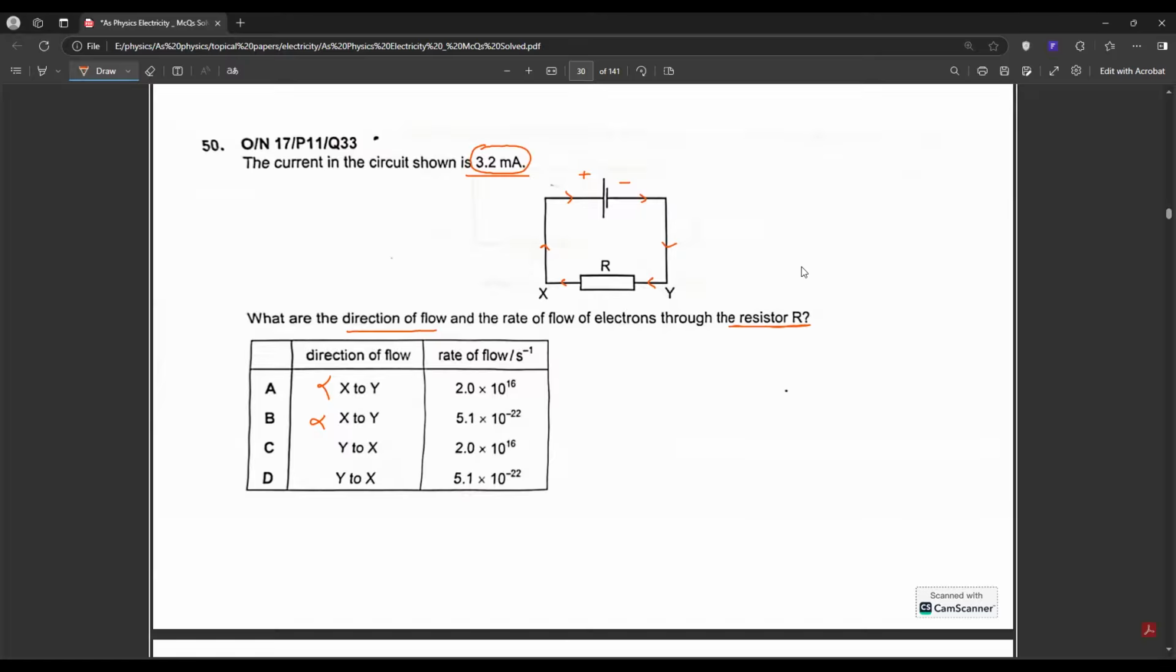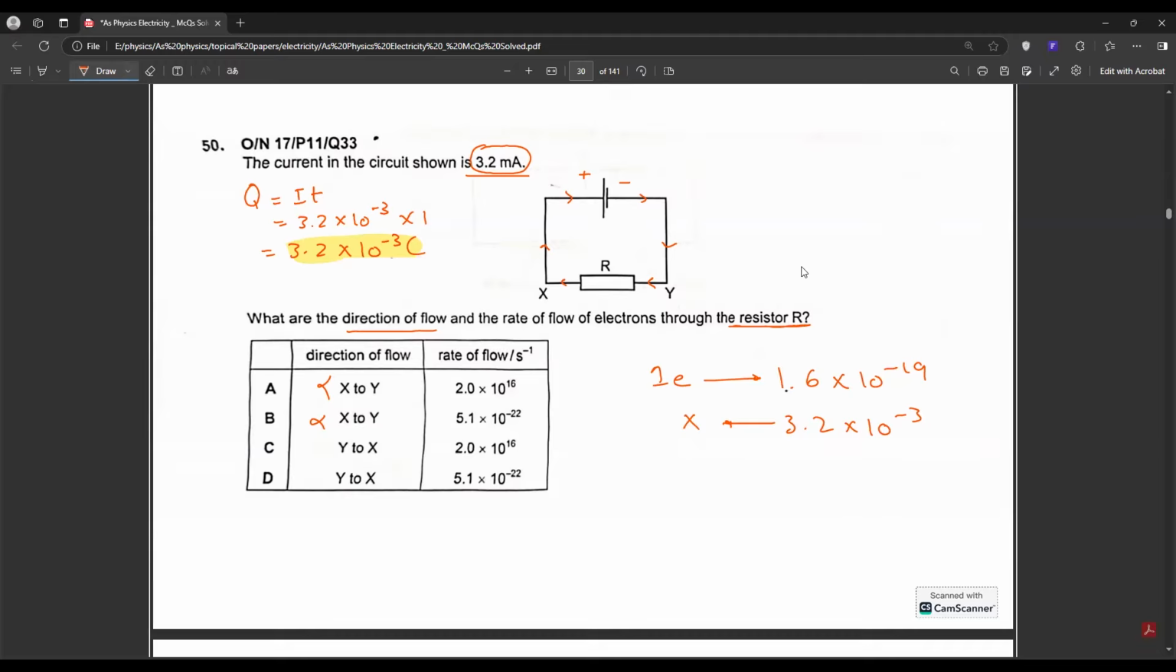Can you calculate the rate of flow? Yes. If the current is 3.2 milliampere, what will be the charge transferred in 1 second? Current into time: 3.2 into 10 raised to the power of minus 3 multiplied by 1. This comes out to be 3.2 into 10 raised to the power of minus 3 coulombs. Simple. This is your charge transferred in 1 second. One electron carries a charge of what? 1.6 into 10 raised to the power of minus 19. A charge of 3.2 into 10 raised to the power of minus 3 will be carried by how many electrons, X? Let's calculate this answer.